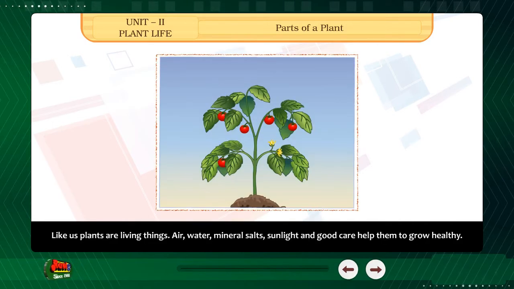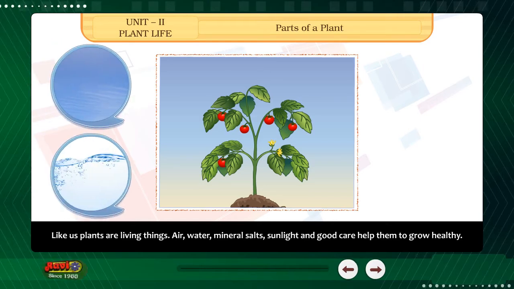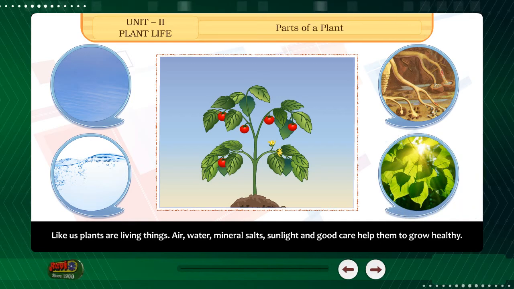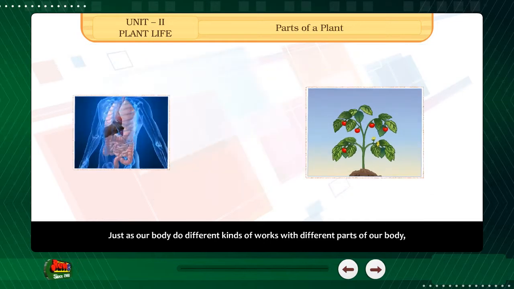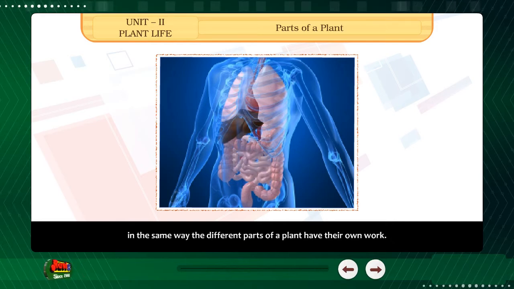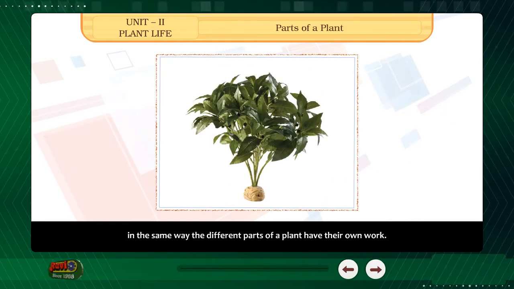Unit 2. Plant life. Parts of a plant. Like us, plants are living things. Air, water, mineral salts, sunlight, and good care help them to grow healthy. Just as our body does different kinds of work with different parts of our body, in the same way, the different parts of a plant have their own work.